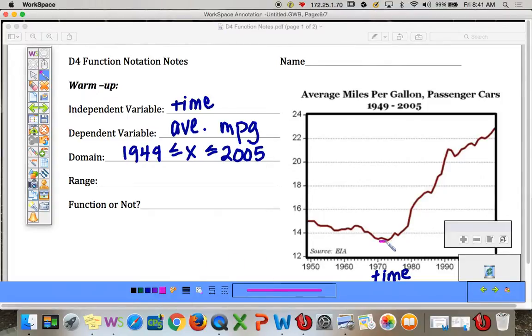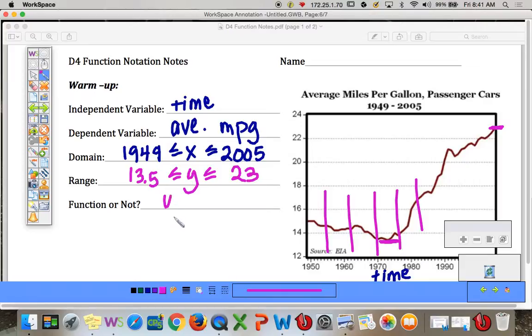Range is all possible y values. So let's look at the lowest y value here and the highest y value. It looks like our graph goes from about, I would say, 13.5 miles per gallon, and it goes up to about 23, I'm going to say, miles per gallon. And does this pass the vertical line test? Yes, it does. So yes, it's a function.